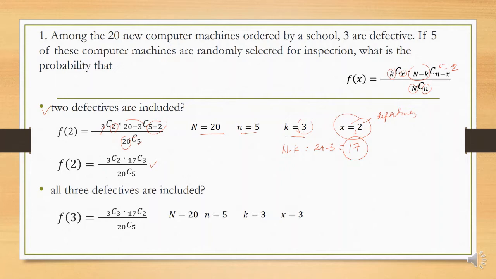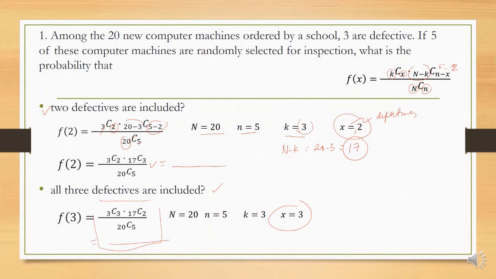Okay? And this one, 3 defectives naman. This time, ang x natin ay 3. We get this following. So, all you have to do is substitute. Of course, in your solution, you have to get the final answer. Hindi ko na nilagay, ano?